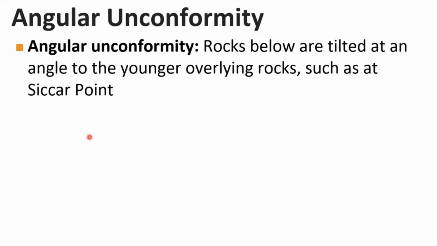There are three different types of unconformities. The first is an angular unconformity. This is where rocks below are tilted at an angle to the younger overlying rock, such as at Siccar Point, which we'll talk about in a minute.